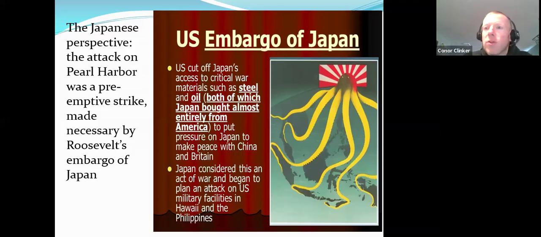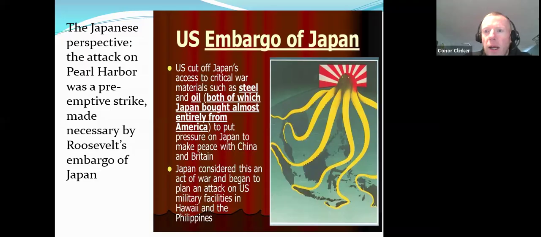The United States, because Japan was invading all these places in Asia, cut off, that's an embargo. We refused to allow them to get this stuff, cut off access to steel and oil. And Japan bought most of those supplies from us. So if we refuse to sell steel and oil to Japan, it can't fight the war. So we're trying to starve out their economy and get them to stop doing what they're doing. And they don't want to stop doing what they're doing.